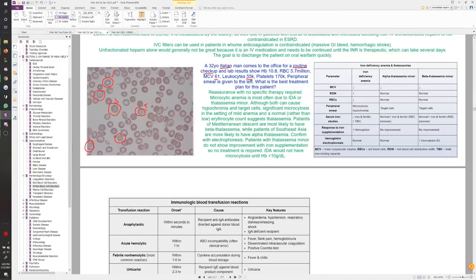Target cells are a major deal from Step 1, where they showed you and taught you what target cells were. So because I see these target cells, and because most of these red blood cells pretty much tend to have the same radius, right?